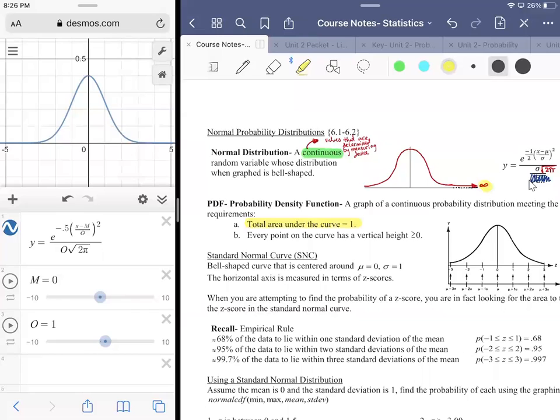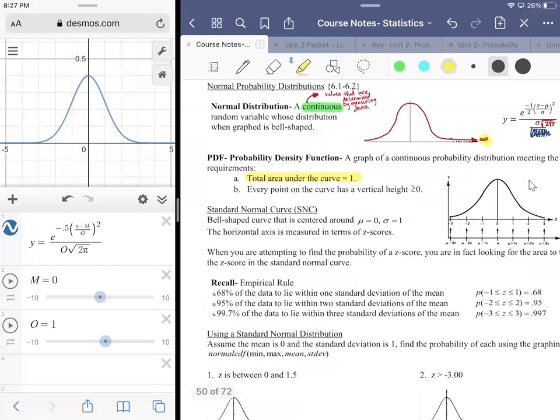Right? The standard normal curve is centered around 0 with a standard deviation of 1. And those horizontal axis measures are in terms of z-score. So we're going back to the concept of the z-score. Right? The empirical rule: about 68% of the data lies within 1 standard deviation of the mean, about 95% within 2 standard deviations, about 99.7% within 3 standard deviations of the mean.